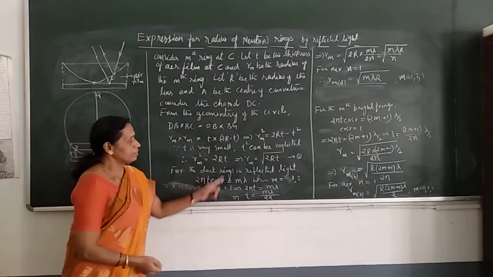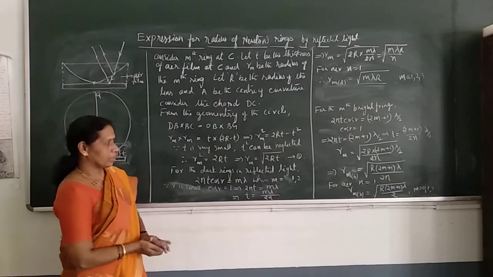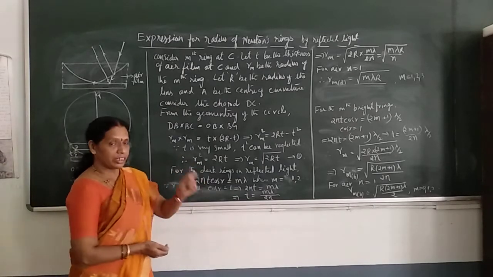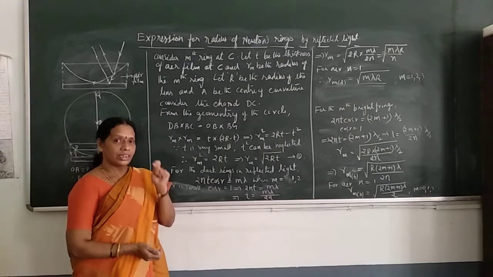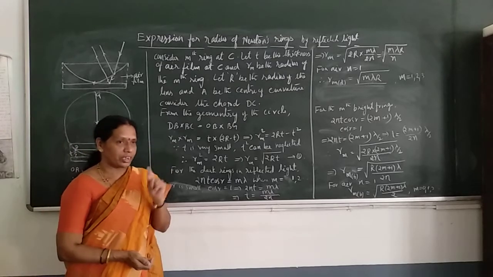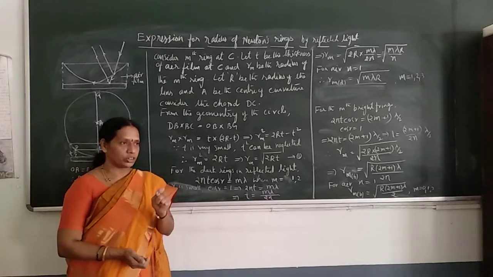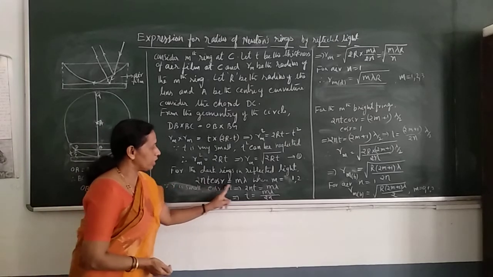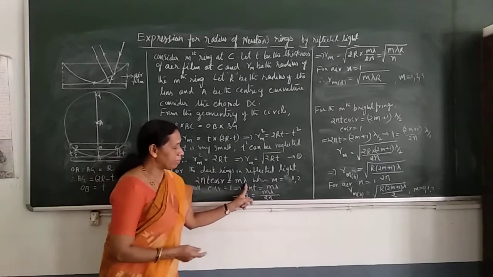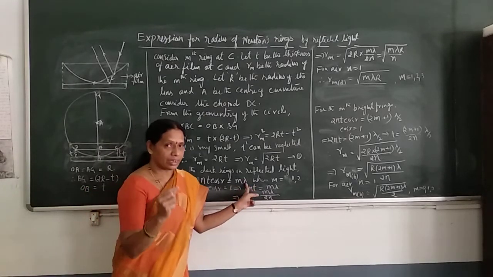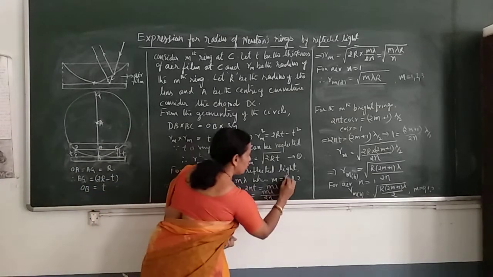Now, let us find out the radius of the dark ring. Let us consider the mth dark ring in reflected light. We had derived the general expression, the condition to produce a dark fringe in reflected light, is 2nt cos r equal to m lambda. This one we had derived in the previous class. It is the general condition to produce the mth dark ring. M takes the values 0, 1, 2, 3 and so on.